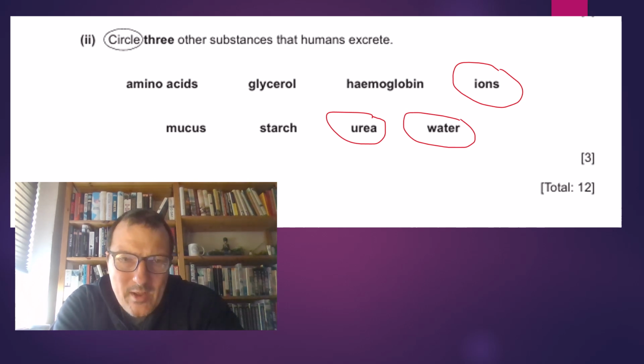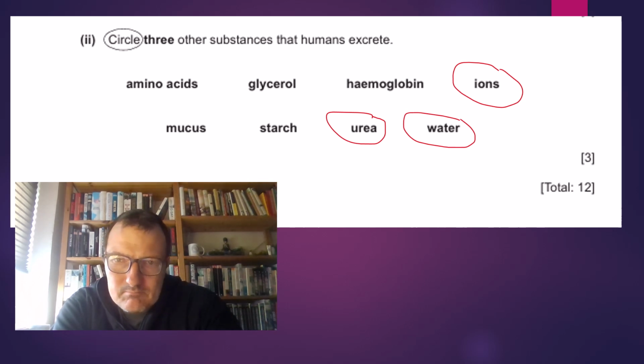Well, amino acids, we want to use them. And the glycerol, hemoglobin, we don't excrete that. Mucus can confuse some people if you cough up mucus. And starch is from plants. So that leaves us the 3 ones: ions, urea, and water. And those are the things we usually find in urine. So these are your 3 points here.